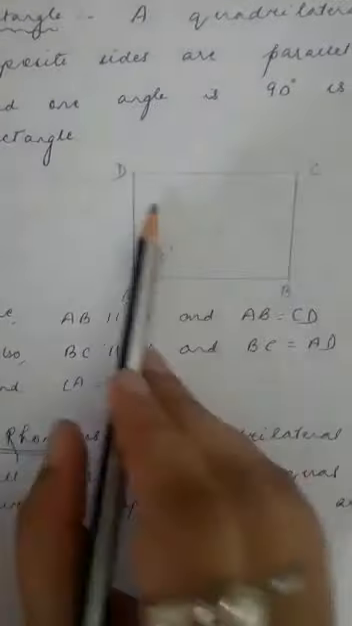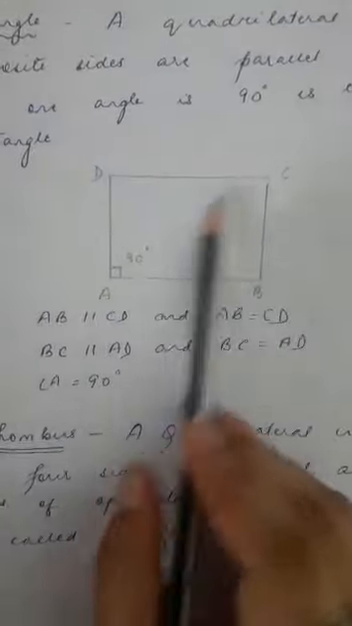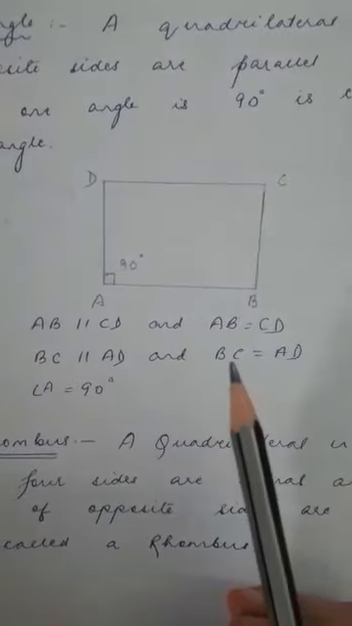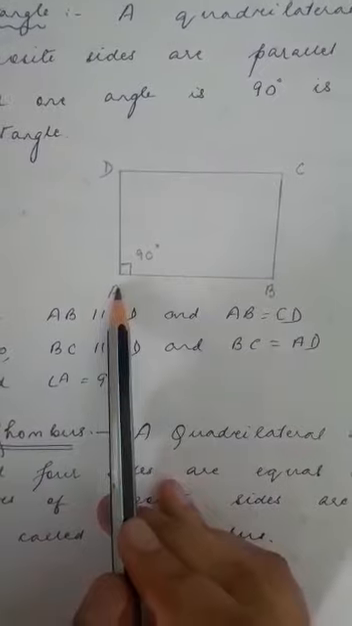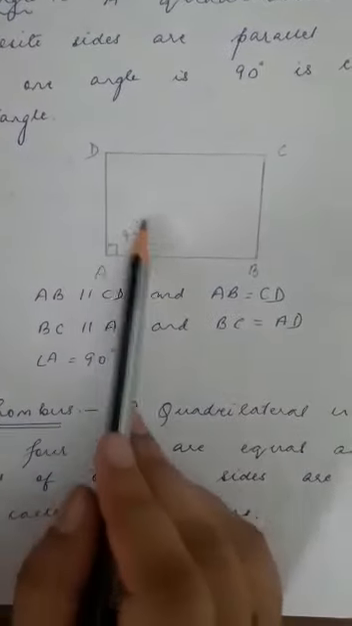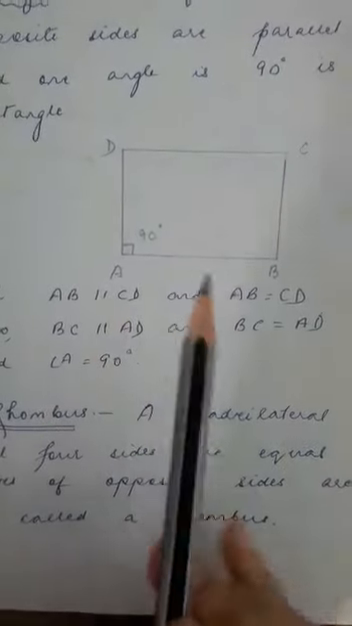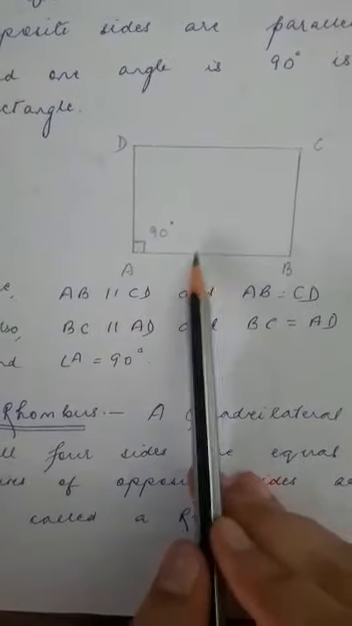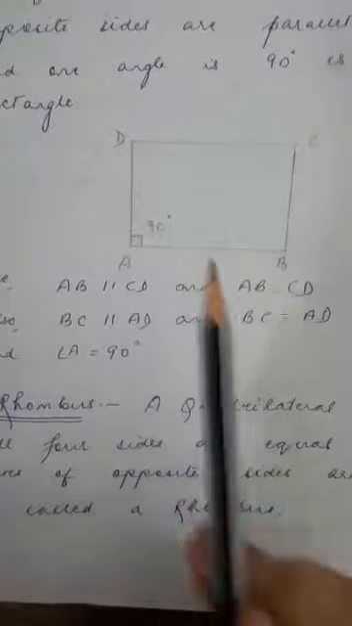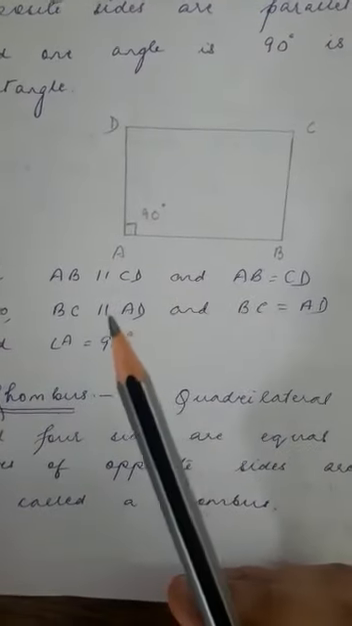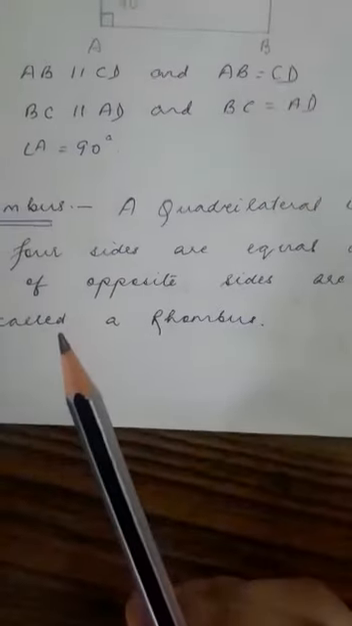So AB is parallel to CD and AB is also equal to CD. Similarly, BC is parallel to AD and also BC is equal to AD, because it should be parallel and equal. And one of the angles, that is angle A, is equal to 90 degrees. So a rectangle is a quadrilateral in which opposite sides are parallel and equal, and one of the angles is 90 degrees. Right. Next, number 4 is your rhombus.